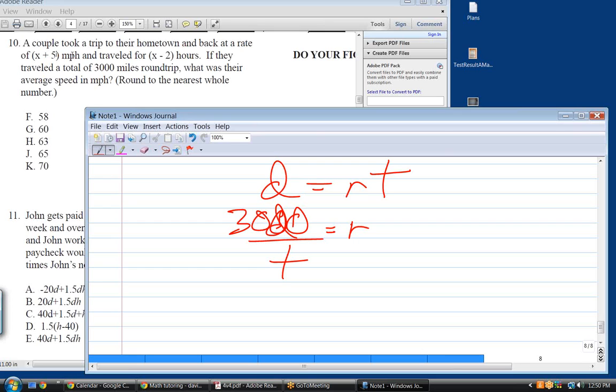hold on a moment. Yeah, I'm trying to get away from that quadratic. I know what I'm trying to say here. Let's assume 65 is the right answer. What's x if 65 is the right answer?